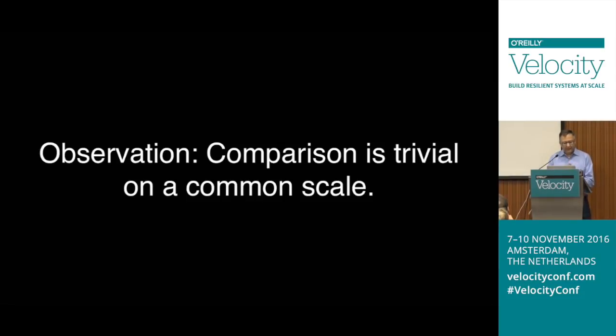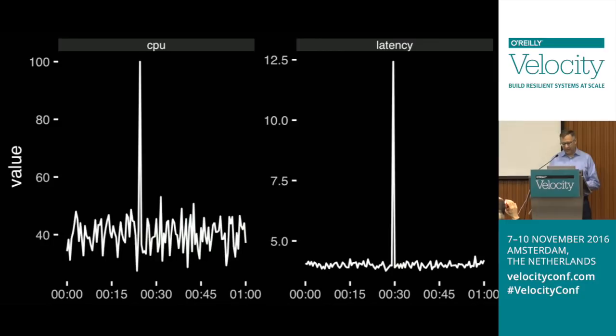Next observation is that comparison is trivial on a common scale. So I showed this plot briefly a couple of minutes ago, but let's look at it more closely. I'm plotting two metrics here, CPU utilization and service latency, separately in different panels. Nearly all operational dashboards do this, right? And they do it mainly for the convenience of the person who made the chart, or the convenience of the person who wrote the operational dashboard software. And the user is just forced into this choice.